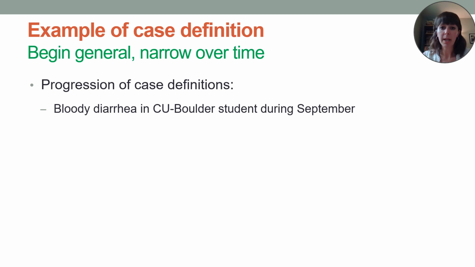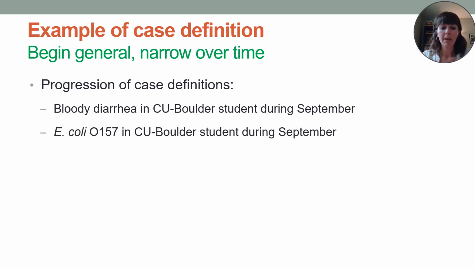Then most cases were tested, as bloody diarrhea is typically an indication for testing, and E. coli 0157 was identified. Because there were many cases, not just one or two, identified with this testing, it was appropriate to update the case definition to include this lab result and become more specific. So now we have the case definition as E. coli 0157 in CU Boulder students during September.